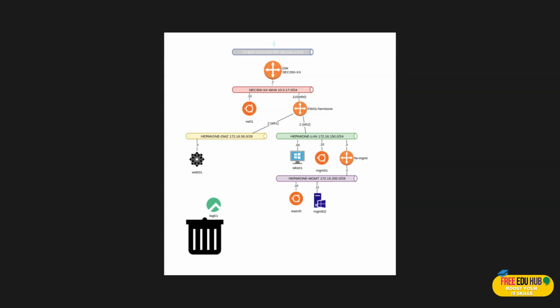Then finally, we have a management network, which is 172.16.200. It's a /28 network. This is a highly secure segment dedicated to managing security operations. The key devices that you can see in this one are WAZUH, which is a security monitoring system often used for SIEM, which is security information and event management. And then we have Management 02, which is another management workstation. Now, again, why is it important? Because management and security systems should always be isolated to prevent attackers from easily accessing them in case of a breach.